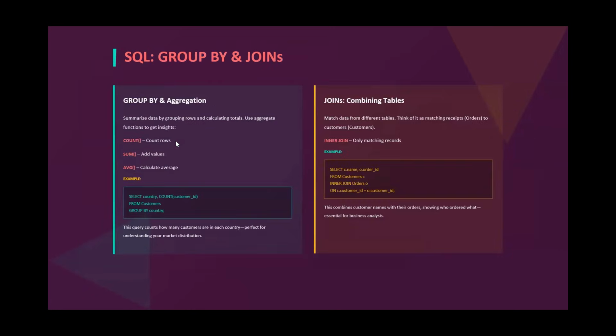But what if you want to summarize that data? And that's where we have aggregate or aggregation. We have group by. Group by helps us to aggregate. We have different aggregate functions. We have count, we have sum, we have average, as on the slide.